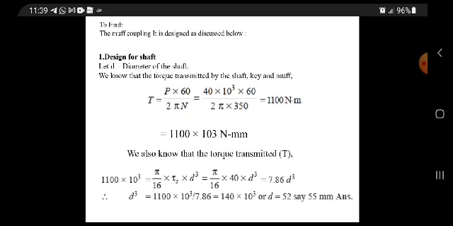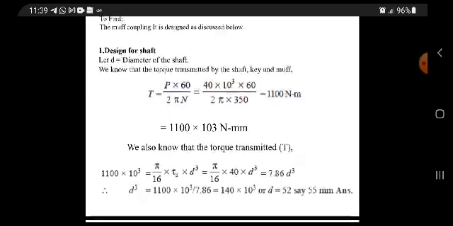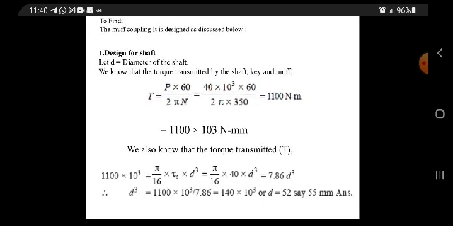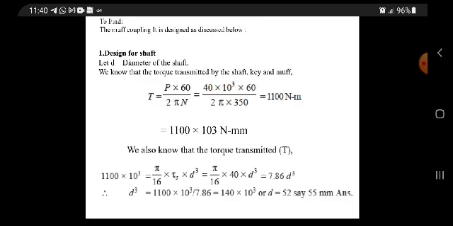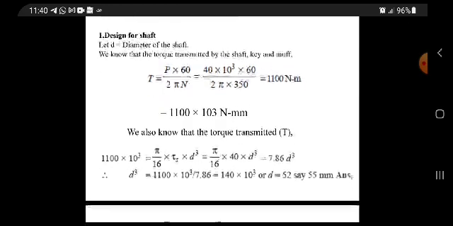First of all, design for the shaft. First, the diameter of the shaft d. We know that the torque T is equal to P into 60 divided by 2 pi N. All the data are there, and we have applied them in this formula. We got the answer of 1100 into 10 power 3 Newton millimeter.